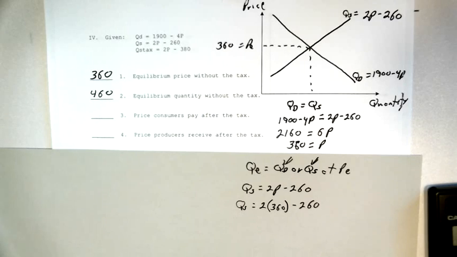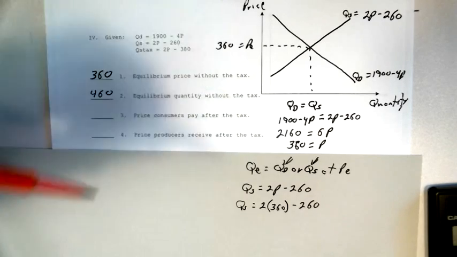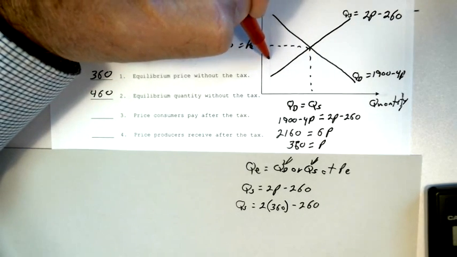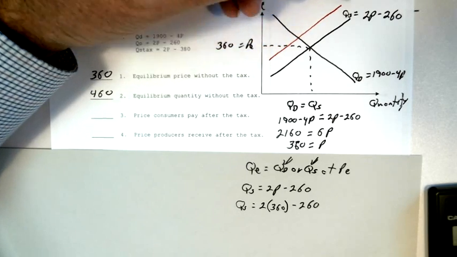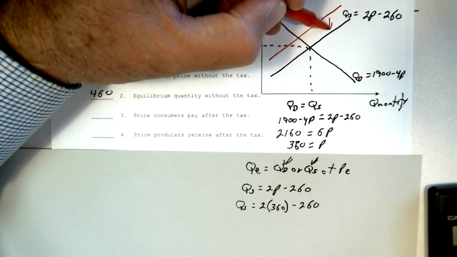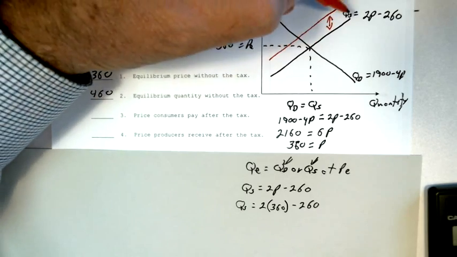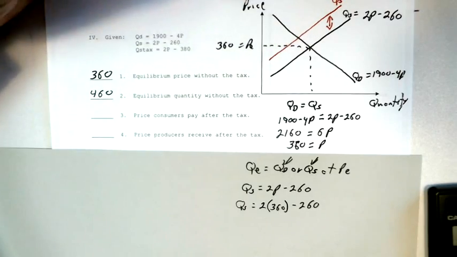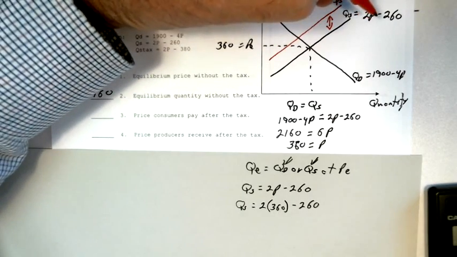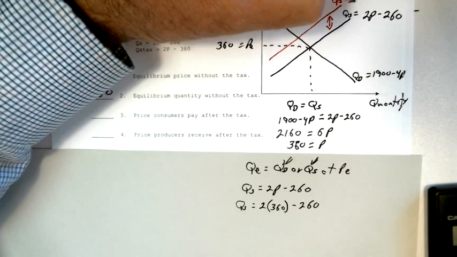And this tax is like a cost, an extra cost of business. Just like the business has labor costs and raw material costs and so forth, it now has a new cost of the tax. So the supply curve shifts up by the amount of the tax. And the new equation is QS tax, which is equal to 2p minus 380.